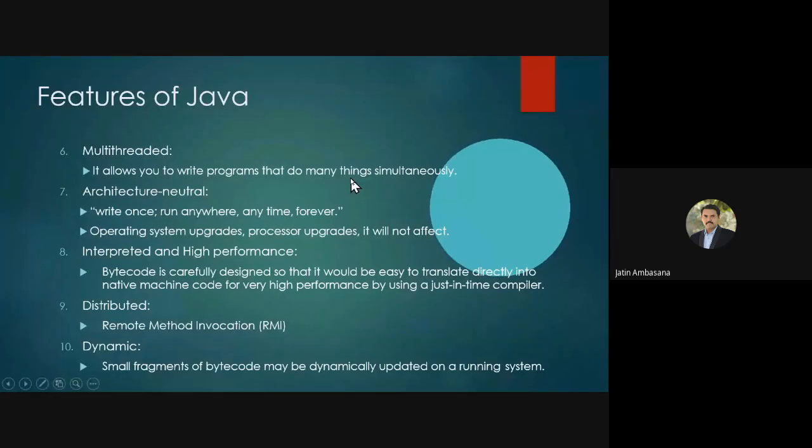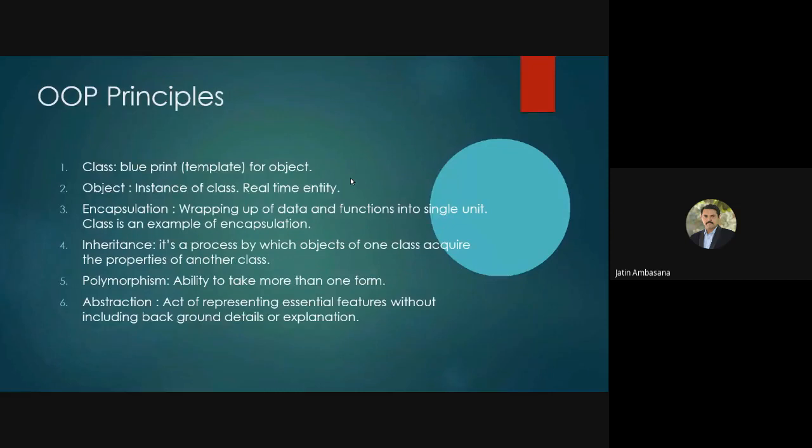Fine. So these are some of the features of Java. If we see which are the object-oriented programming principles that Java follows, these are them. The first and foremost important one is the class. Class is nothing but a blueprint or a template for an object. Depending on that blueprint, the object will be structured. What is an object? It's an instance of the class, or it represents a real world entity, a real time entity.